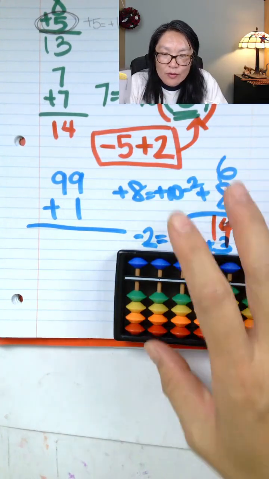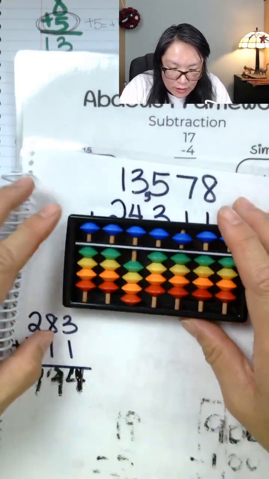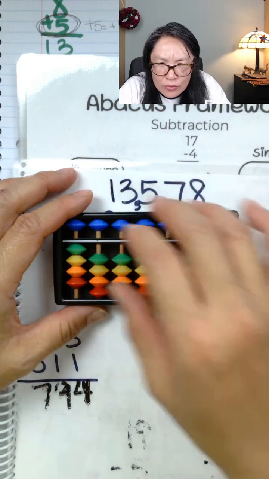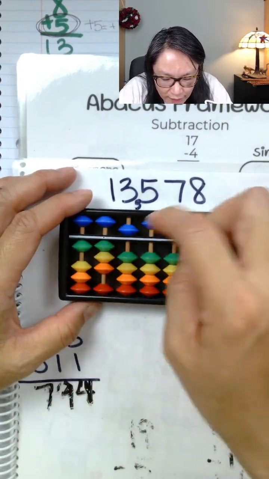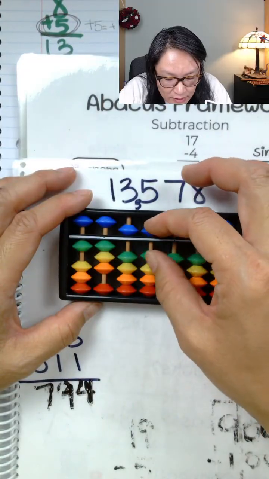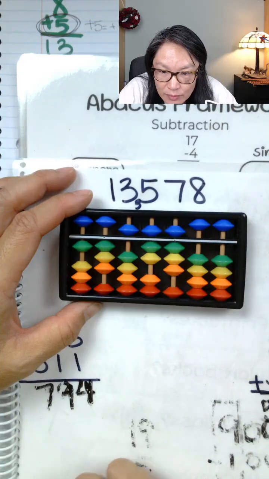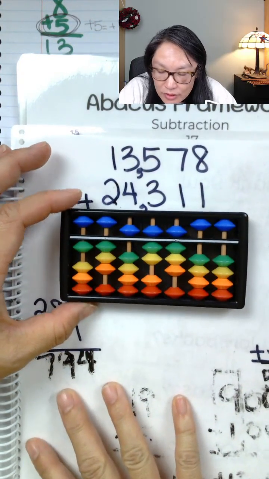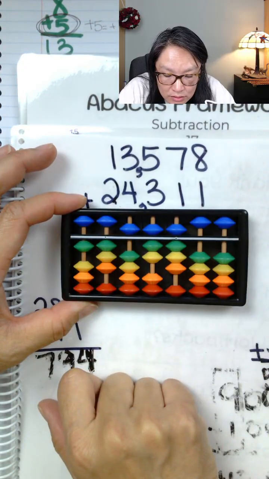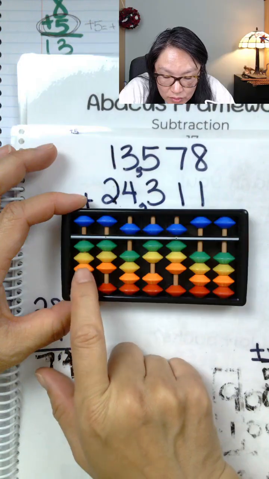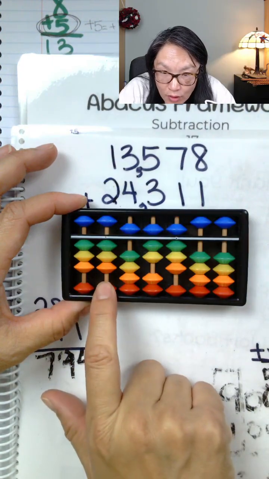No, we've done this before. Oh, were you guys here for that? We did it before. So we have 1, 3, 5, 7, 8. Add the 2. Can you add the 2? Yes or no? Yes, add the 2. Can we add the 4?